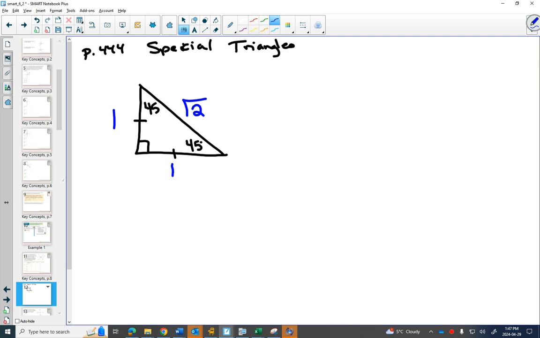And you can now do sine of 45 degrees without a calculator. Because sine of 45 degrees is opposite over hypotenuse, which of course we would have to rationalize our denominator. And you would get root 2 over 2.